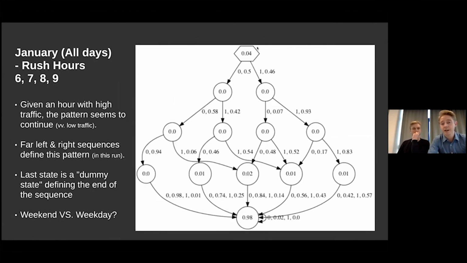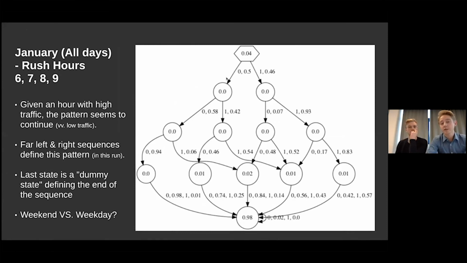So the initial state at the top here is 6 o'clock in the morning on a January. And at 6 o'clock in the morning on January, there's a 50% chance of there being low traffic, and also almost a 50% chance of there being high traffic. That's what the RNN has learned from the 6th hour. So this is the initial idea here.